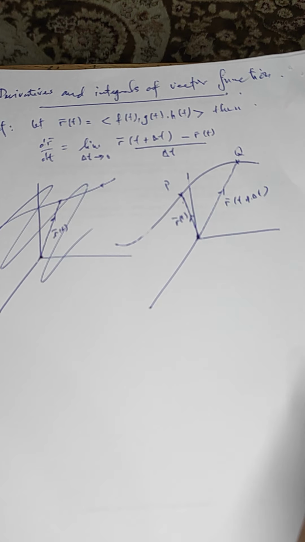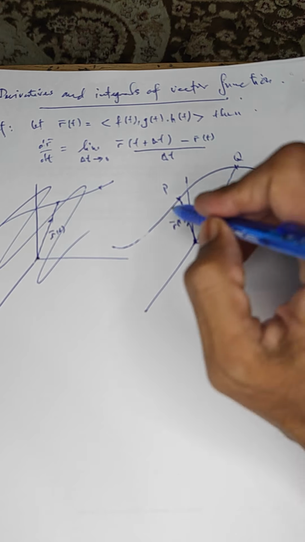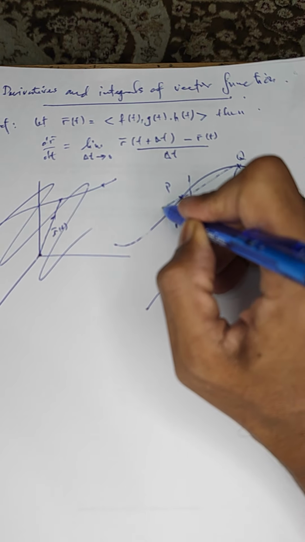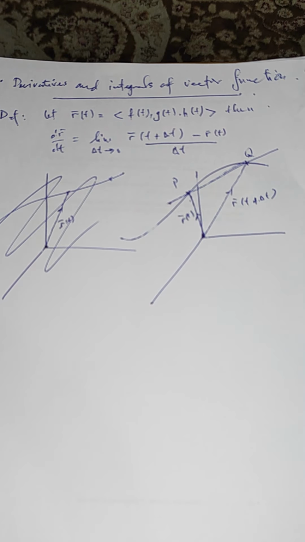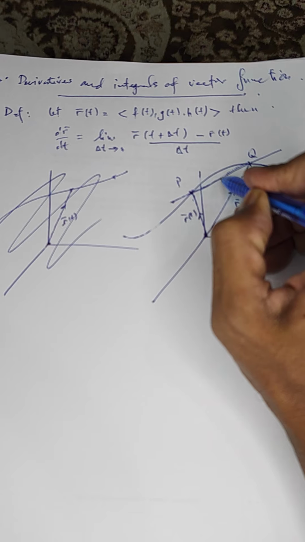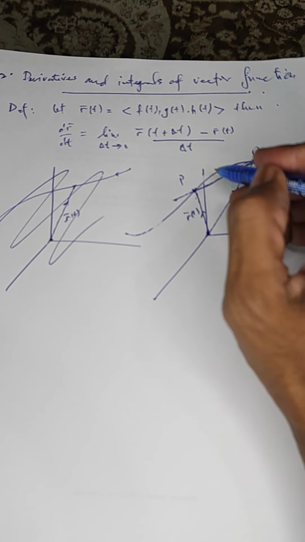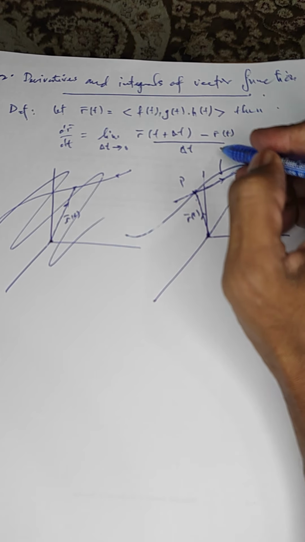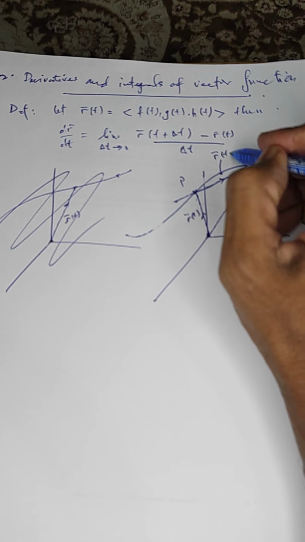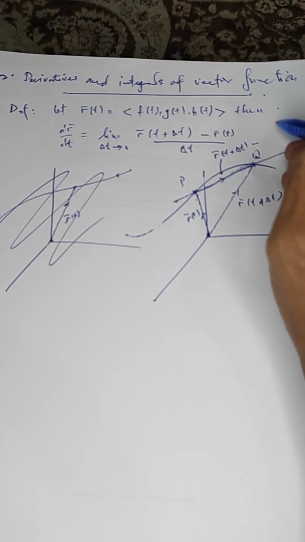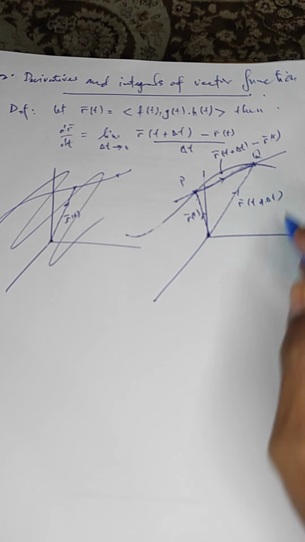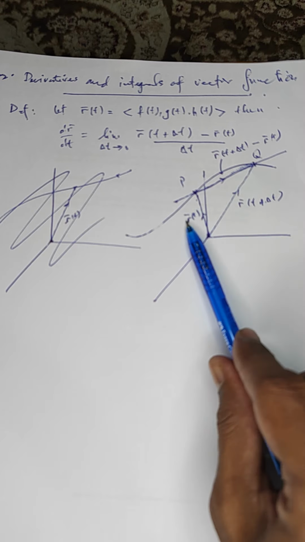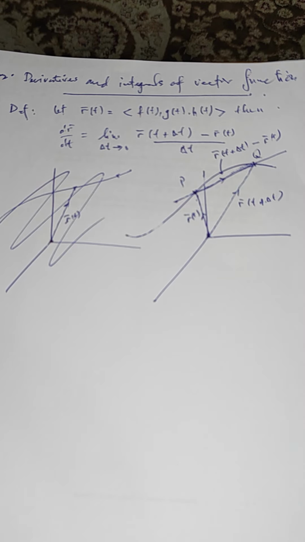If you consider the secant line PQ, which connects P and Q, consider this as a vector from P to Q. This vector from P to Q is basically r(t + delta t) minus r(t). So this vector PQ is formed from two position vectors OP and OQ, where O is here.